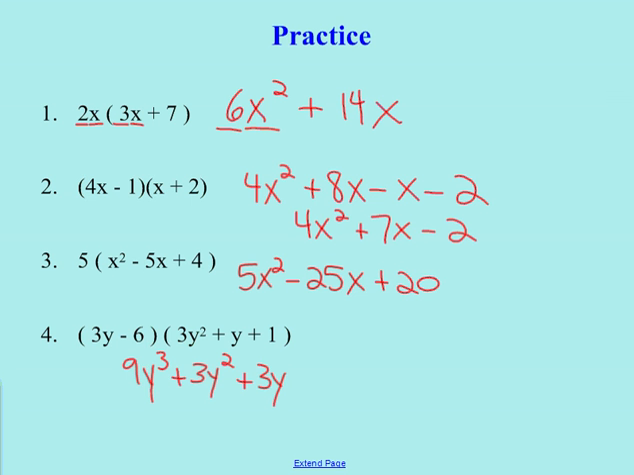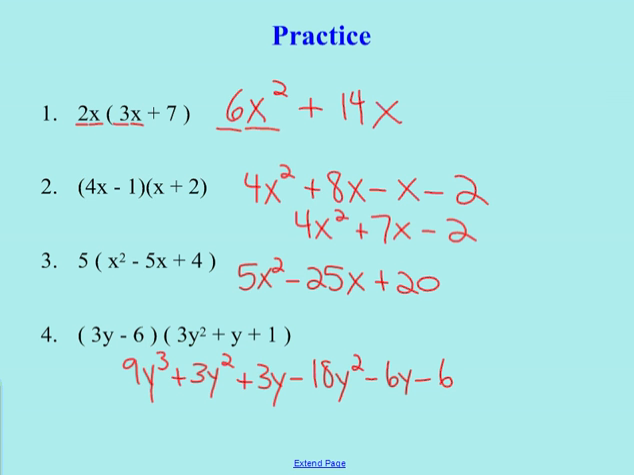Next, I have to distribute the negative 6 to each term. So I start out with negative 6 times 3y squared, and I get negative 18y squared. Then negative 6 times positive y gives me negative 6y. And finally, negative 6 times positive 1 gives me negative 6. All that's left to do is combine like terms.